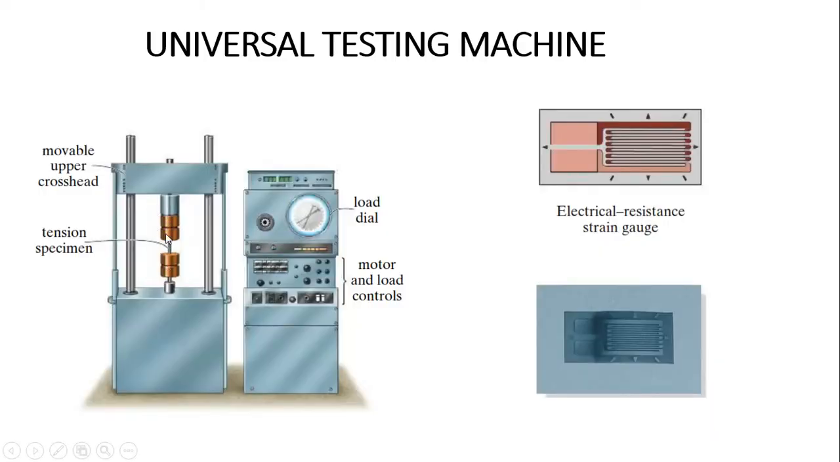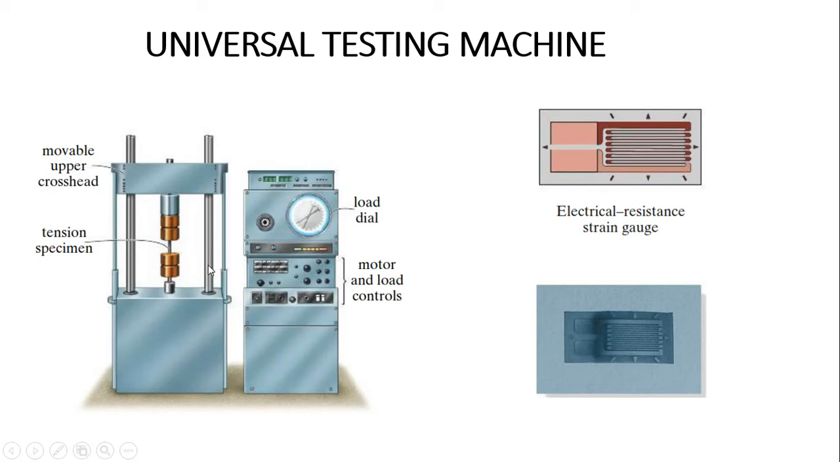This upper cross head can move upwards, and when the upper cross head is going upwards, what will happen to the specimen? There is a tension force applied on the specimen. So because of this, what happens? Tension force is applied, the material will start elongating, then the neck formation will be there, after that fracture. So what we are going to do in this load control is, we are going to slowly increase the load.